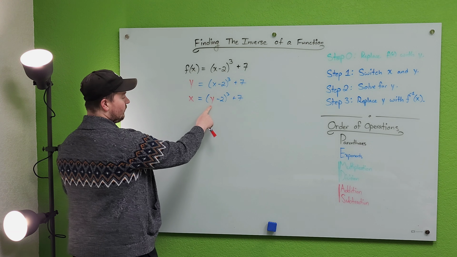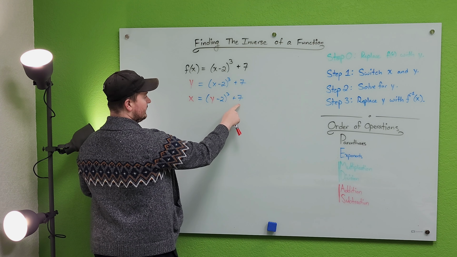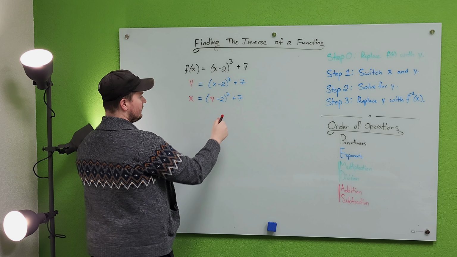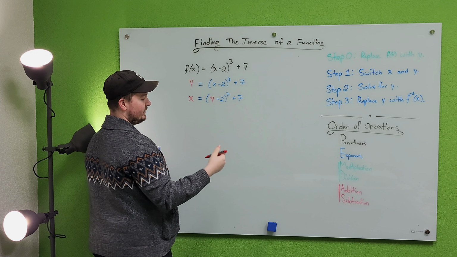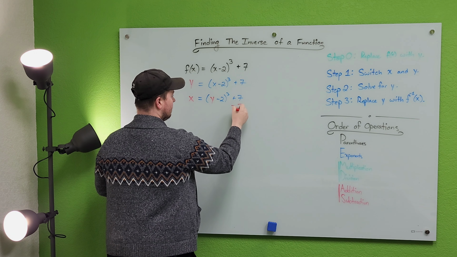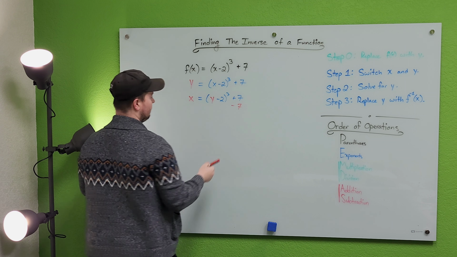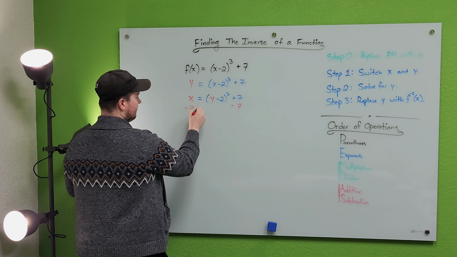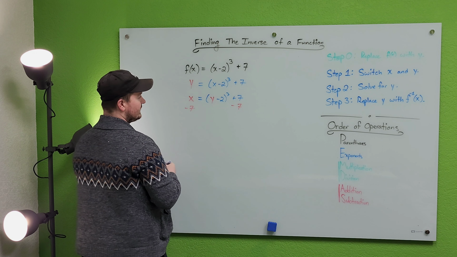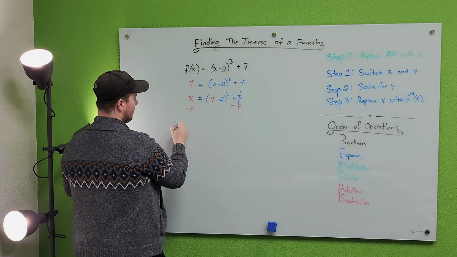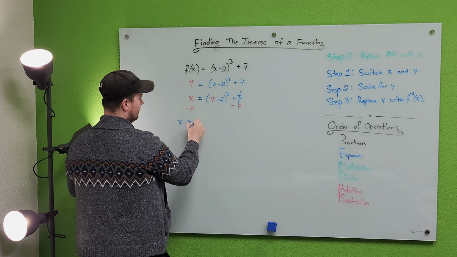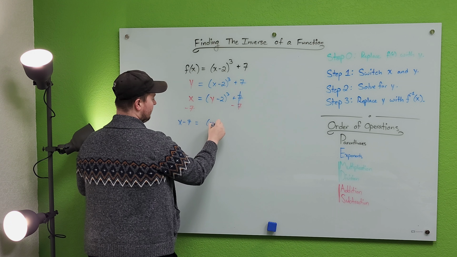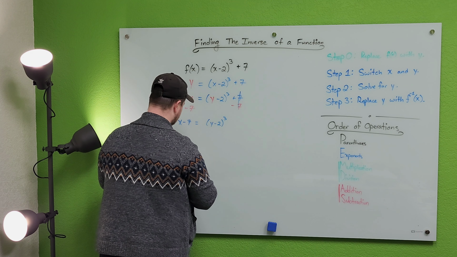So we see we're solving for y. We see that there's addition of 7 over here. So we can get the 7 to go away by doing the opposite of addition, which is subtraction. Whatever we do to one side of the equation, we have to do to the other. So this cancels, and we get x minus 7 equals y minus 2 cubed.